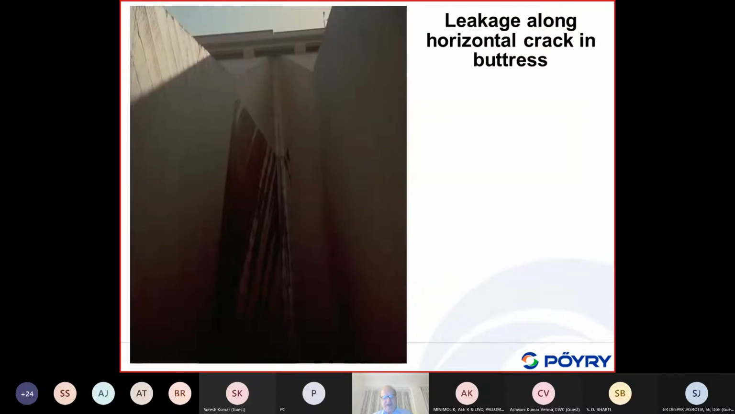Okay, we see here a more accurate view from inside. This is a web of the buttress, and you can see here that the water is leaking along the whole lift joint.